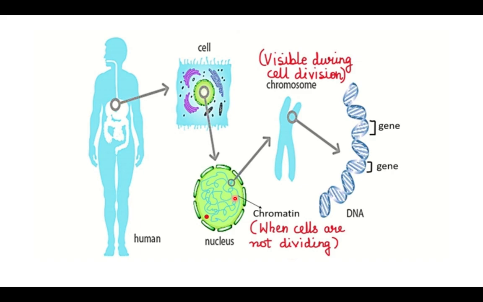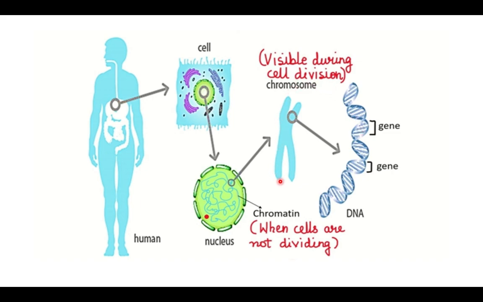When the cell is dividing, it completely divides and forms two cells, isn't it? 1 into 2, 2 into 4, likewise the cells multiply. So during cell division, this chromatin thread becomes thicker and condensed and forms the chromosomal structure. About this chromosome only we are going to see. And this chromosome has DNA, which contains the genetic material.